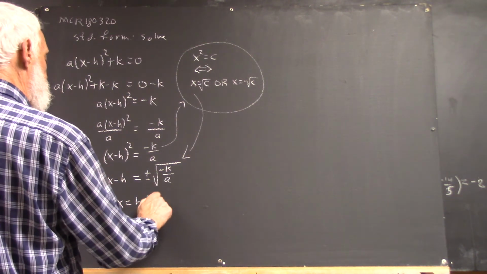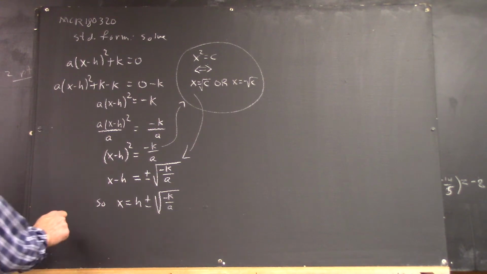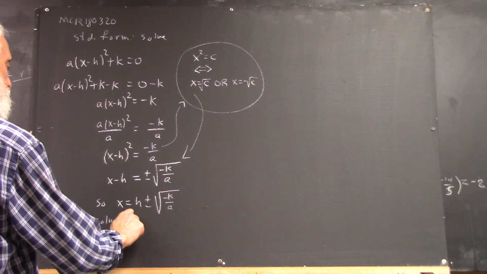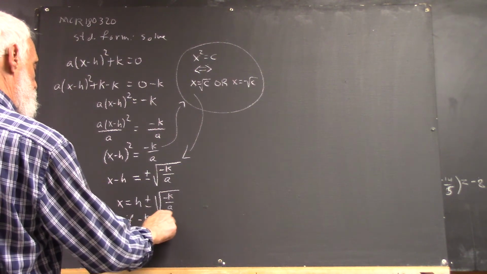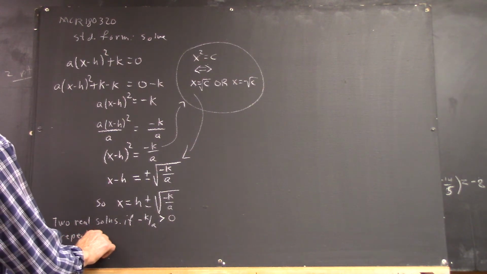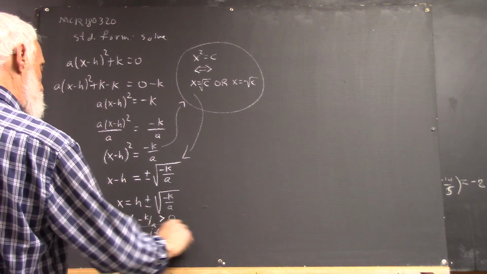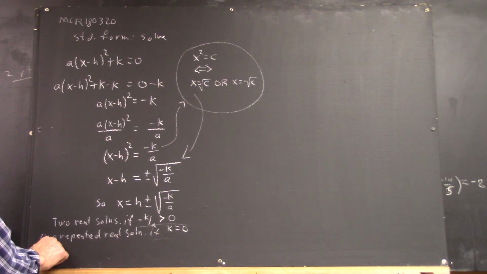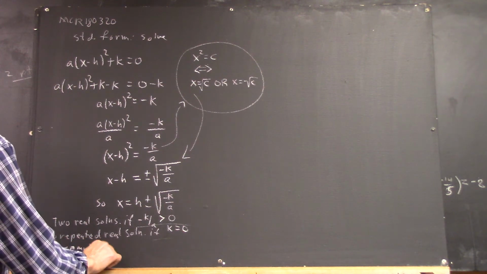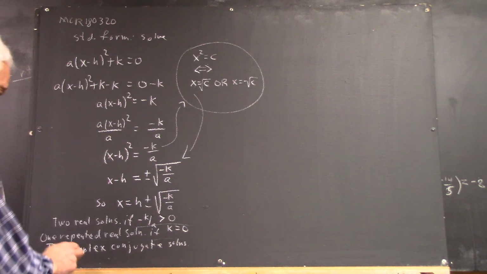Anyhow, we get this, so x equals h plus or minus the square root of negative k over a. Right? Now, we can say there are two real solutions if negative k over a is positive, one repeated real solution if k equals 0, and two complex conjugate solutions, and we'll define what that means.